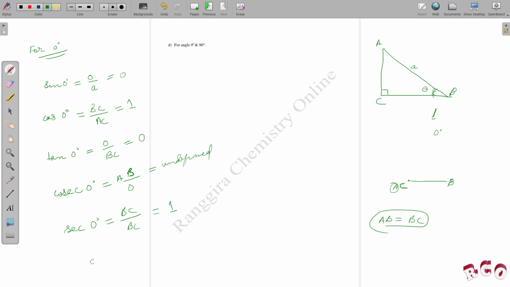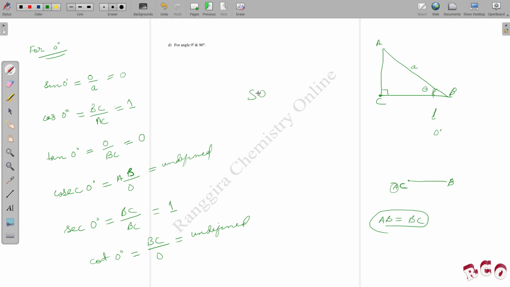And then cot. Let us see cot. Cot is what? Adjacent over opposite. Adjacent is BC, but opposite is now 0. A has come into this, and it has become AC is 0 now. So anything you divide by 0 is undefined.